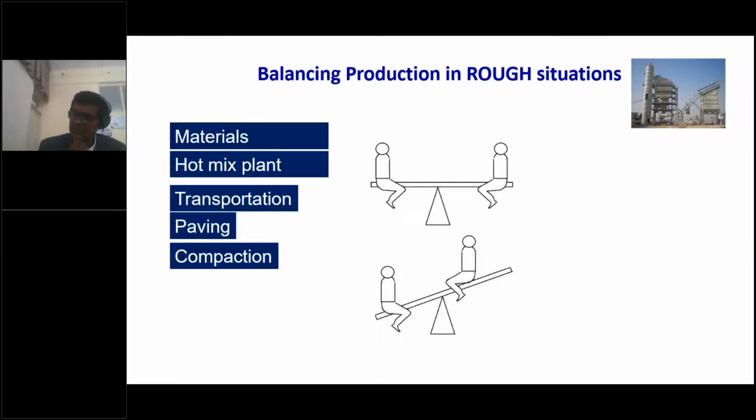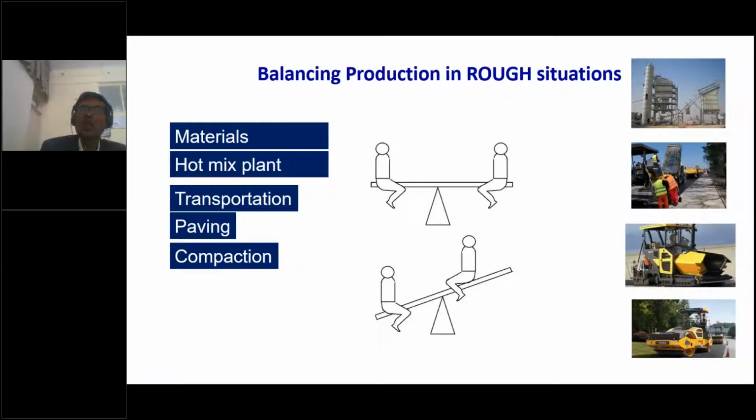The other important thing when we talk about road construction is balancing the production. In road construction, a chain of equipment comes into the picture, starting from the crushers, then the production plant, whether it is a hot mix plant or a concrete plant, then the transportation equipment, then comes the paving equipment, then comes the compaction equipment. There's a chain of equipment in the production supply chain. If something goes wrong in between, the whole chain becomes standstill.